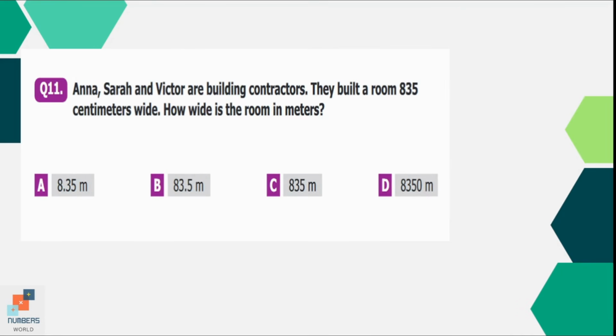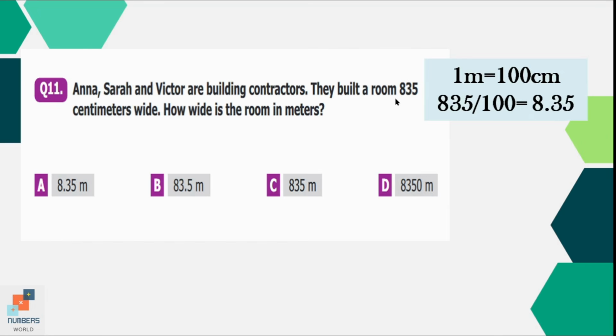Question number 11. Anna, Sarah and Victor are building contractors. They built a room 835 centimeters wide. How wide is the room in meters? Whenever we have to convert centimeters into meters, we divide the number by 100 because 1 meter is equal to 100 centimeters. So when we divide 835 by 100, that is equal to 8.35 meters. So option A is the correct option here. The room will be 8.35 meters wide.